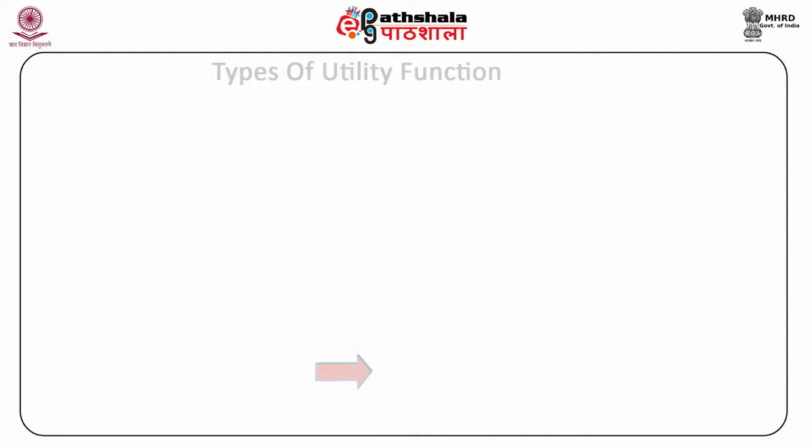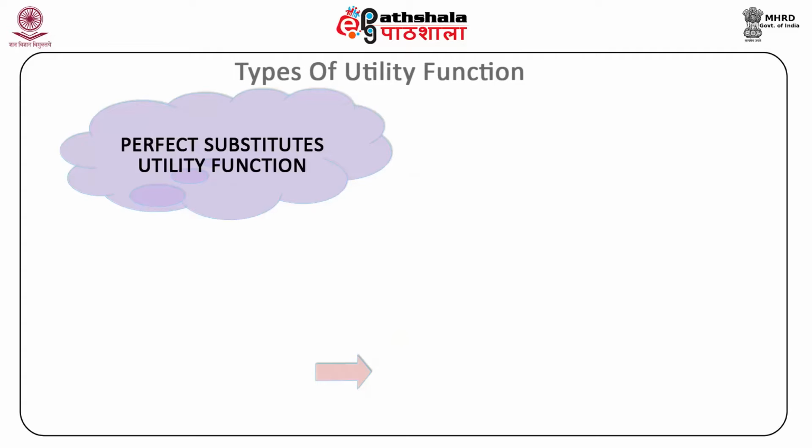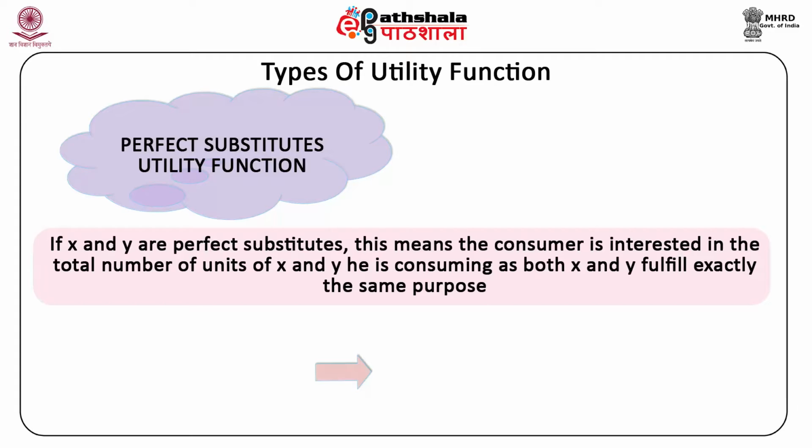Third type of utility function is perfect substitutes utility function. If x and y are perfect substitutes, this means the consumer is interested in the total number of units of x and y he is consuming, as both x and y fulfill exactly the same purpose. All that matters to the consumer is the total number of both goods together. Thus, it is natural to measure utility by the total number of x and y.